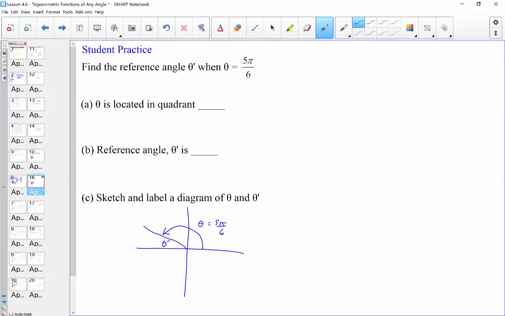In order to determine that mathematically, we need to subtract 5 pi over 6 from pi. So again, we're located in quadrant 2, and to find our reference angle, we're going to take pi and subtract 5 pi over 6. We need a common denominator, 6. So 6 pi over 6 is equal to pi, minus 5 pi over 6 equals pi over 6. So our reference angle is pi over 6. In the diagram below, pi over 6 is our reference angle in quadrant 2.